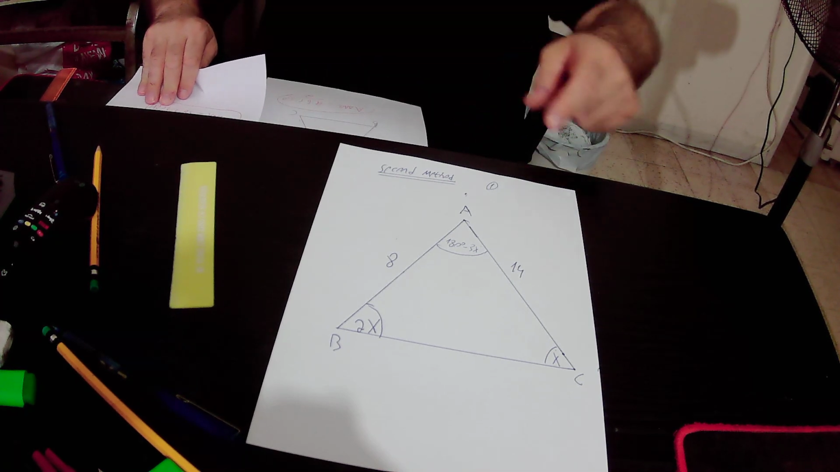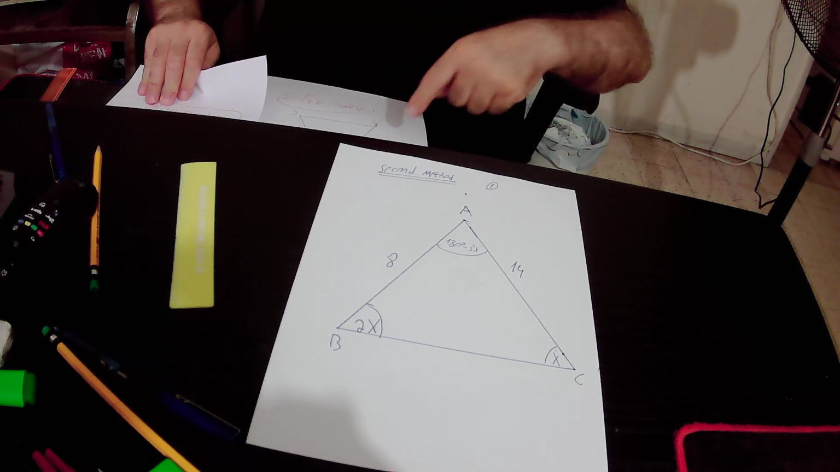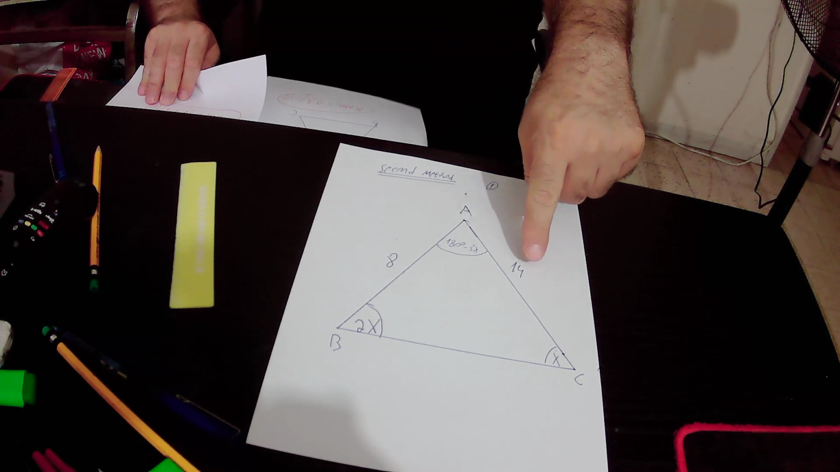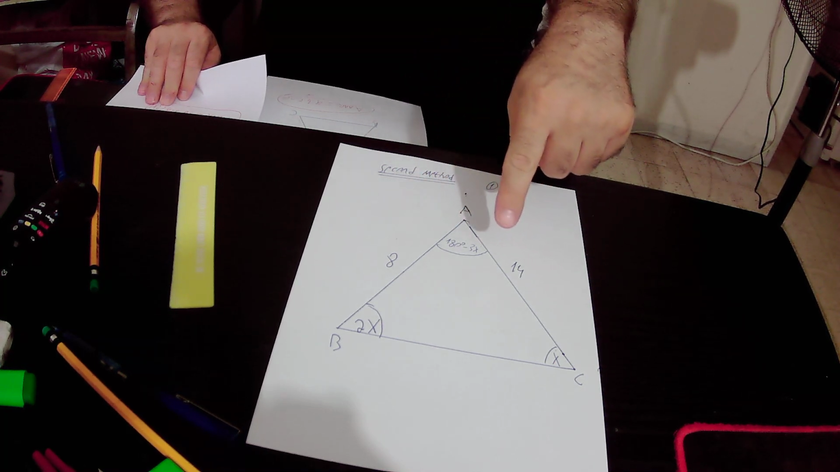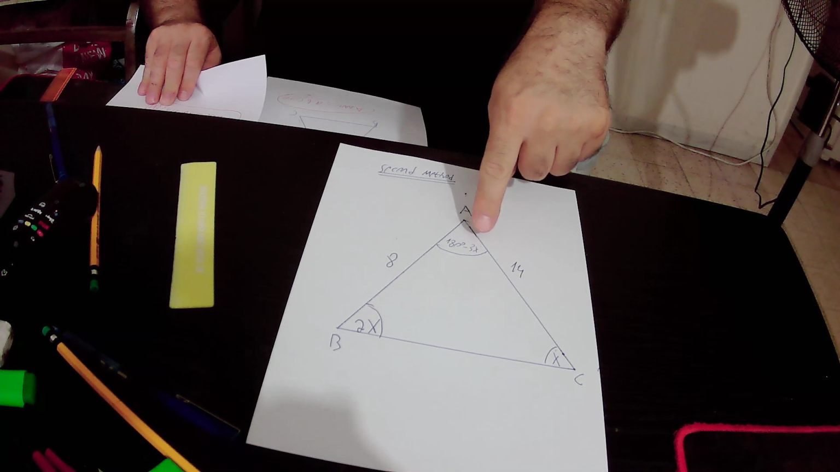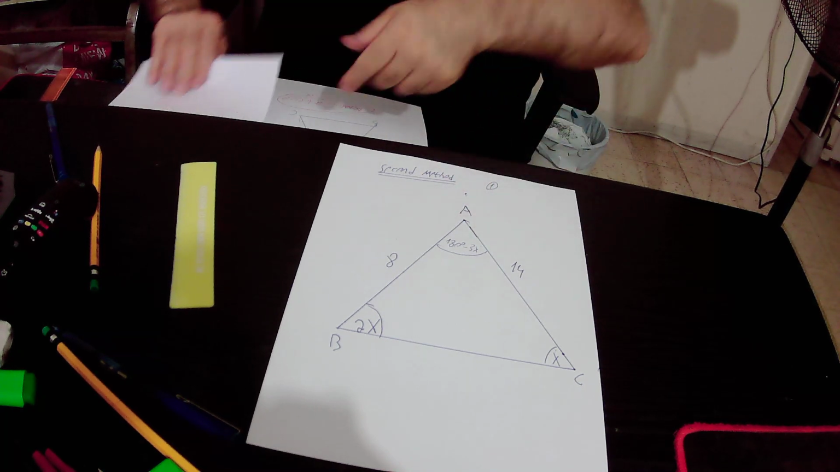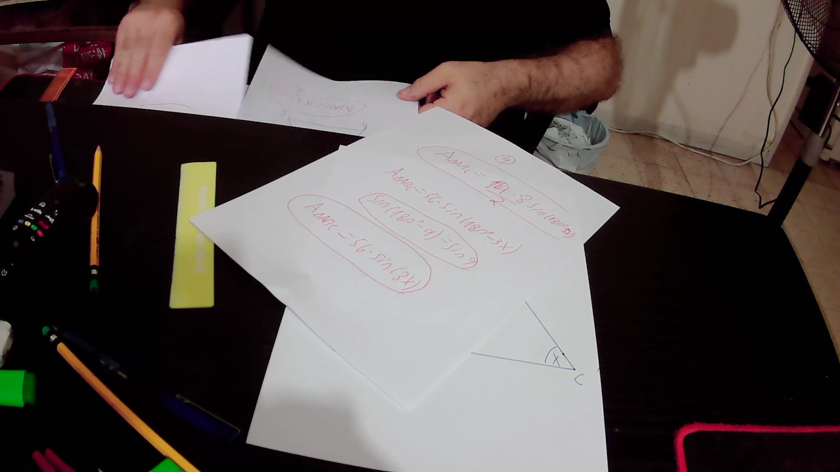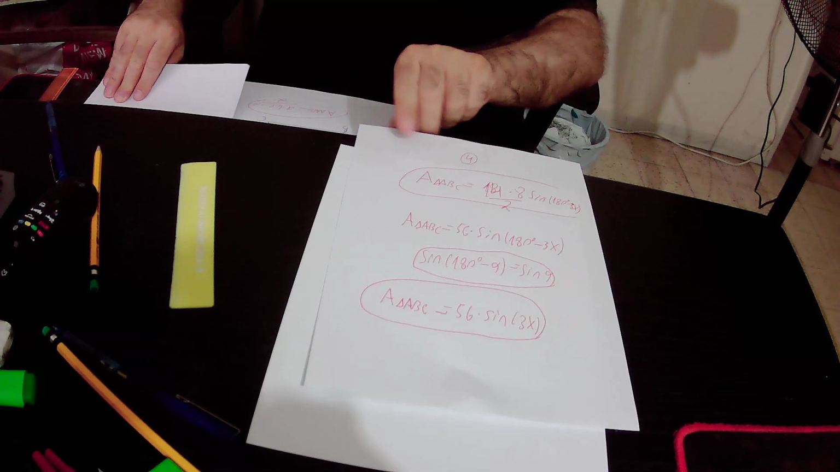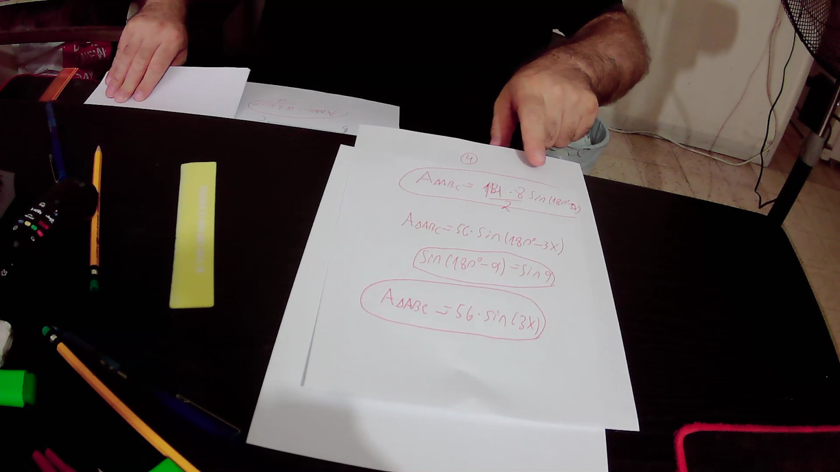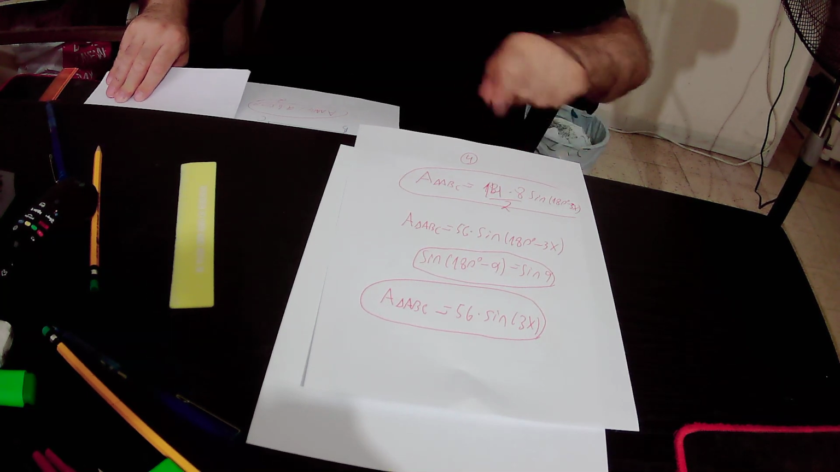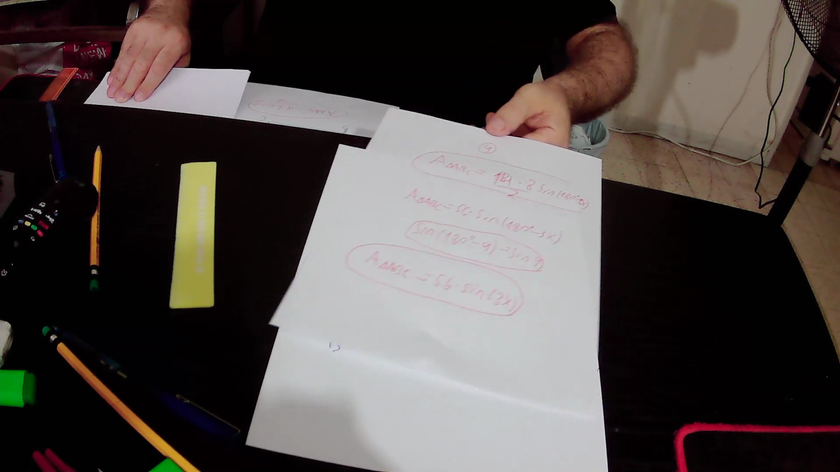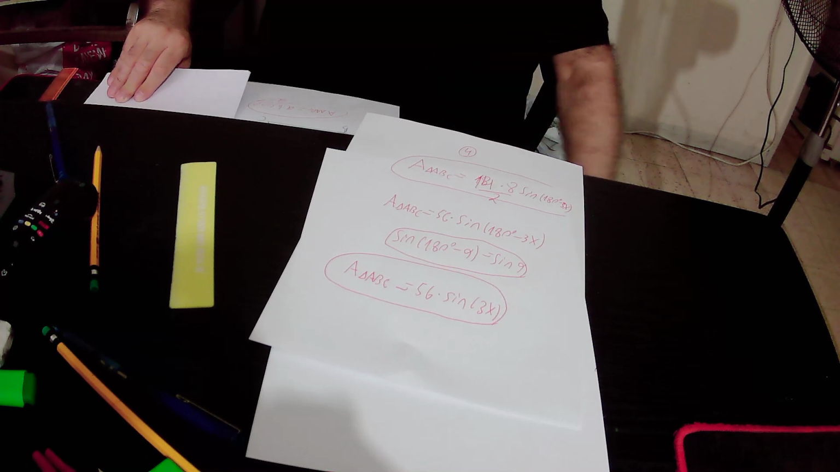So the area of triangle ABC equals 14 times 8 times sine of 180 degrees minus 3x, over 2.